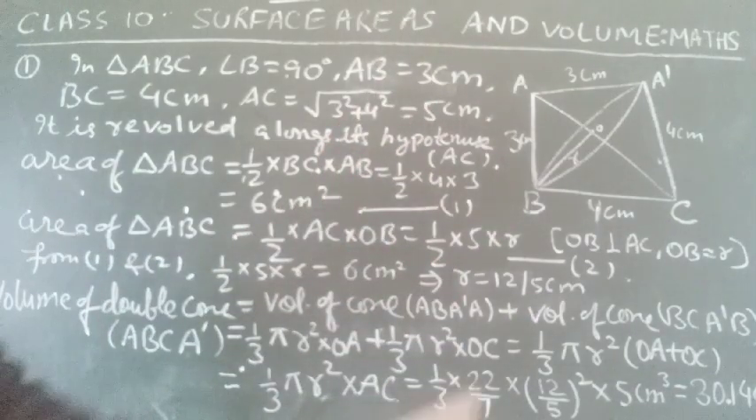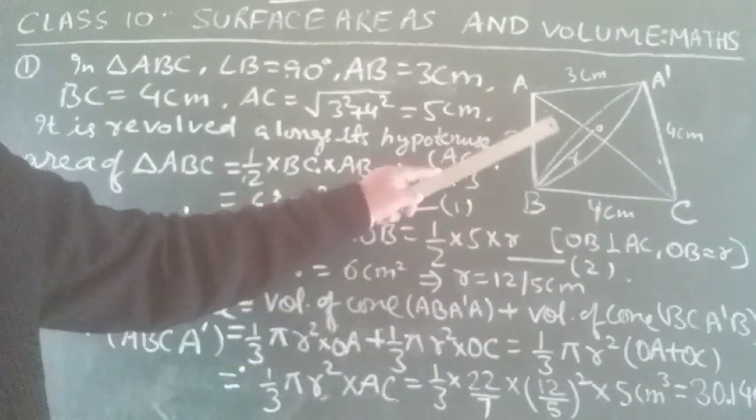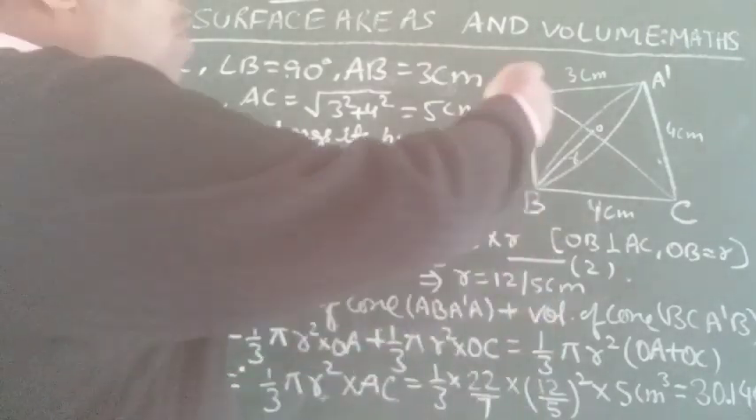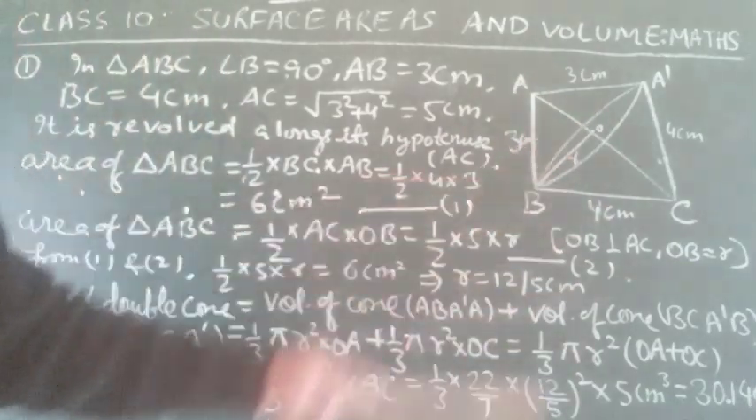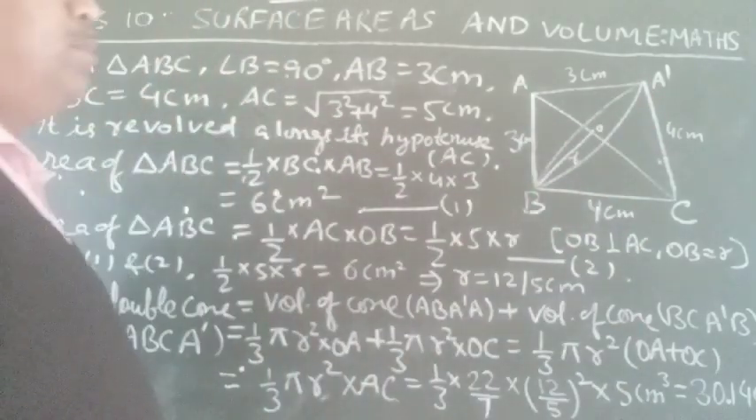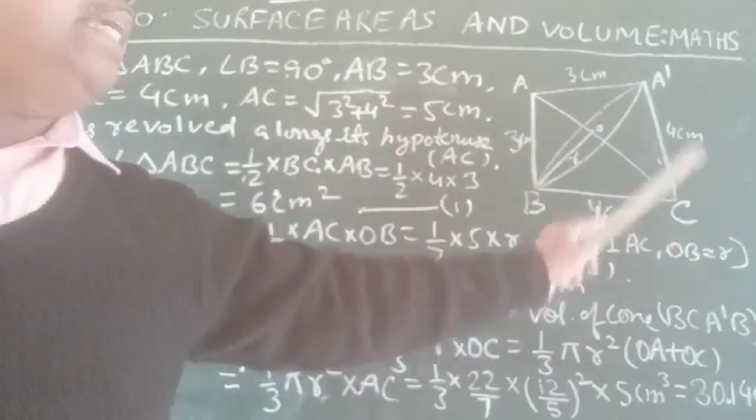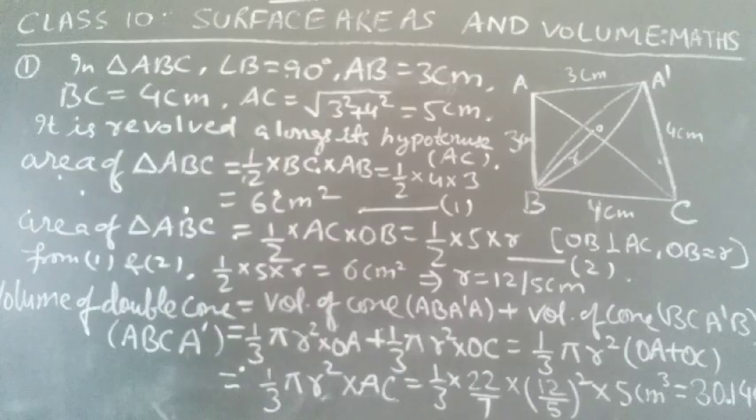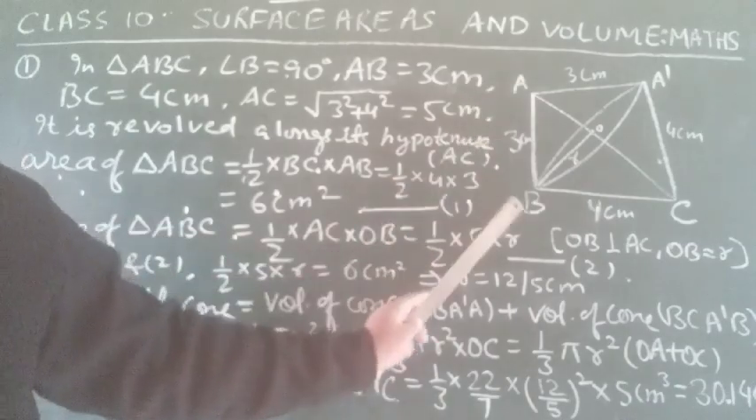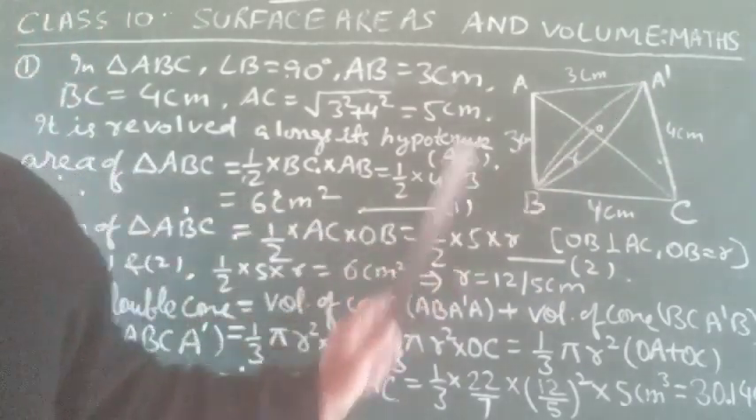Now the question is, this right angle triangle, whose hypotenuse is AC, is revolved by 360 degrees along its hypotenuse, then a double cone is formed. One cone is named AB A dash, another cone is named BC A dash B. We have to find the volume of this double cone: volume of the upper cone AB A dash A and volume of the lower cone BC A dash B.